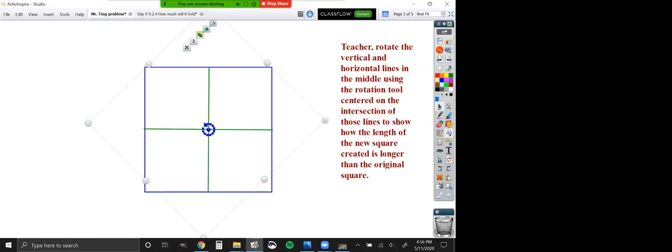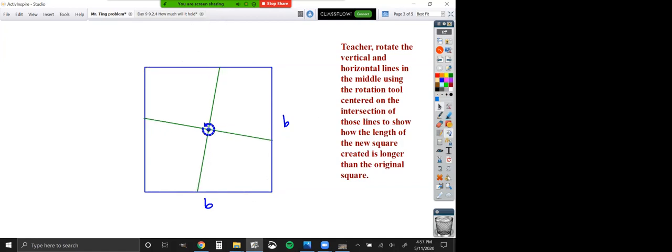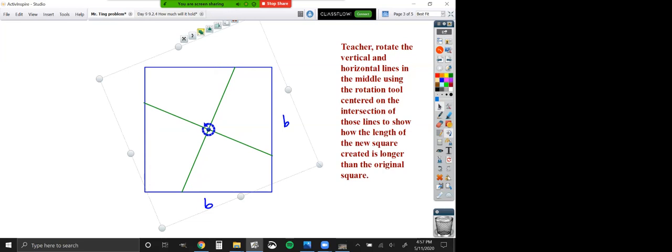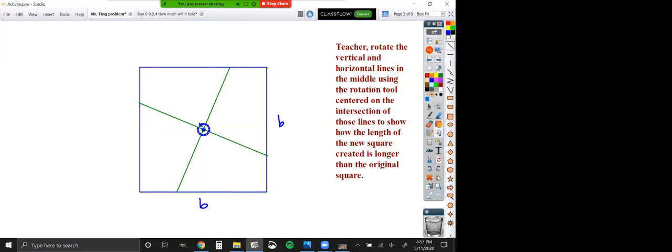So if we call that distance B, from here to here, then this square must have an area of B to the second power, B squared. Now if I take this piece right here and rotate it, as I'm rotating it, this length is getting longer. It may not seem like it's getting longer, but it is, and here's some proof for that.